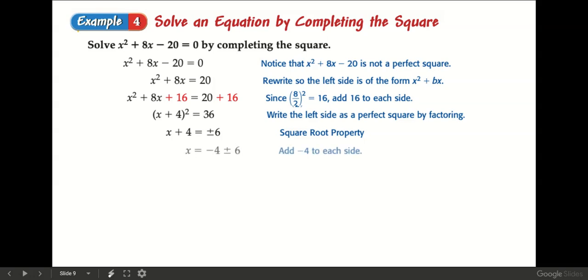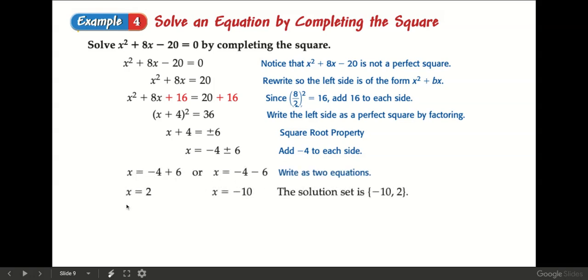And then I can go ahead and write my two equations, right? So first, subtract 4 from each side. And so I know x equals negative 4 plus 6 and negative 4 minus 6. And when I solve that, I get x equals 2 and x equals negative 10. So that would be my solution set here.